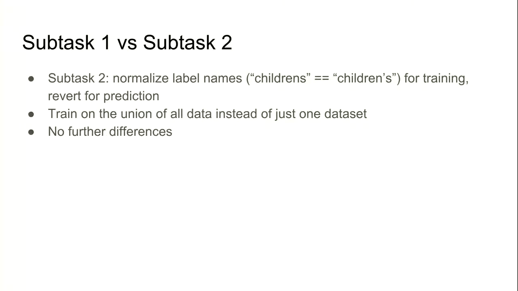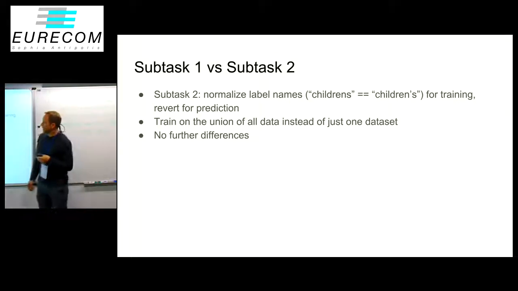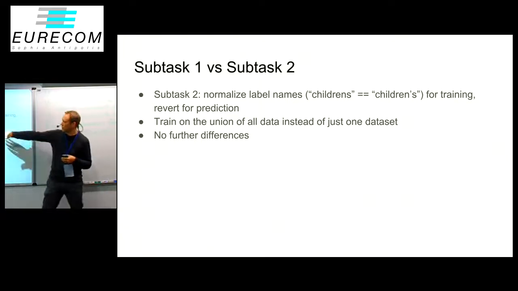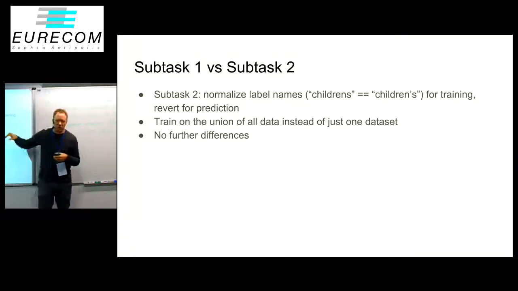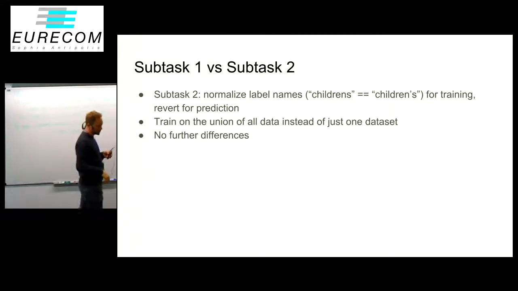And subtask 1 versus subtask 2. Because it's just a baseline, I figured, just do some normalization and you just assume that children's is the same as children's with an apostrophe. And at prediction time, just revert that normalization and be done with it. So I kept that very simple.